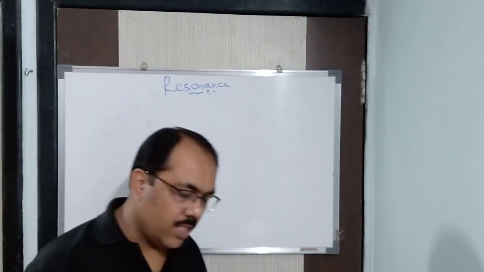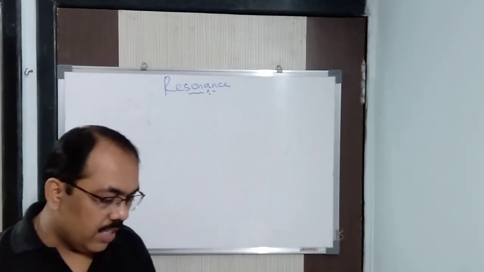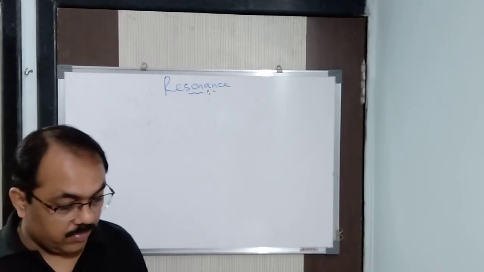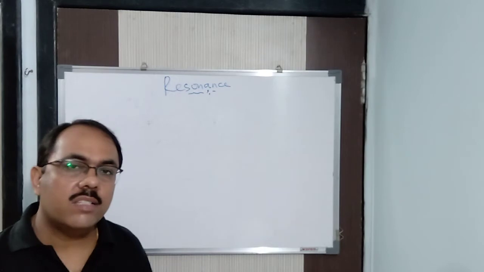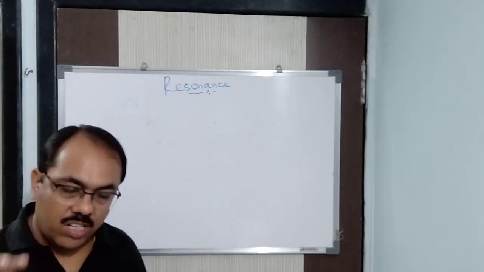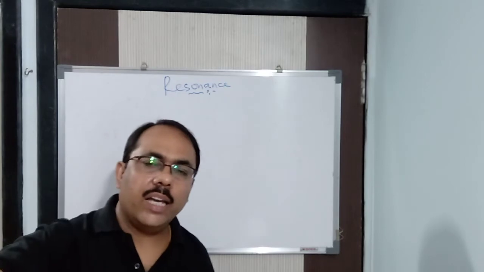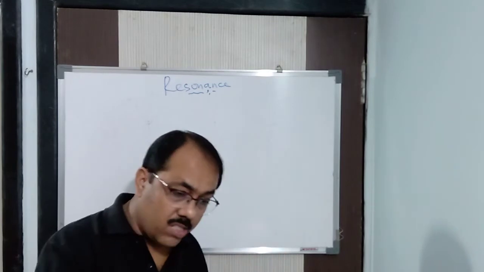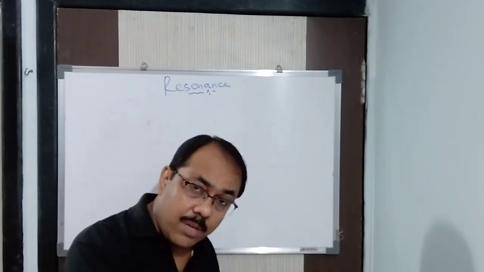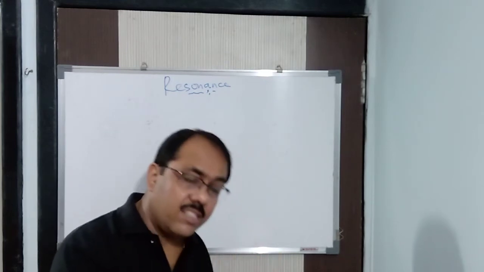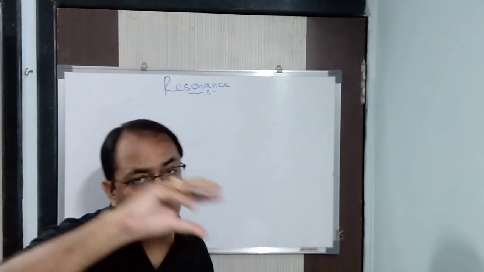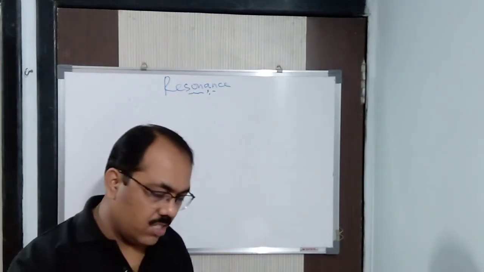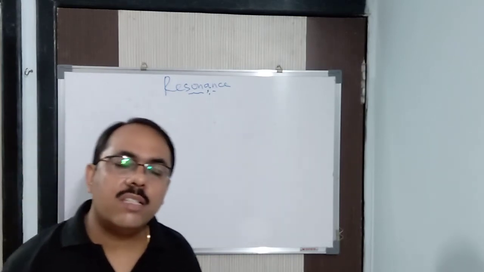Let me tell you another definition. Resonance energy. The difference in the energy of the resonance hybrid and the most stable contributing structure is known as resonance energy. You will be drawing so many contributing structures, but one particular structure will exist in between all of them, which is called the resonance hybrid. Already I told you the definition. So the difference in energy between the resonance hybrid and the most stable canonical structure out of so many structures is called the resonance energy.